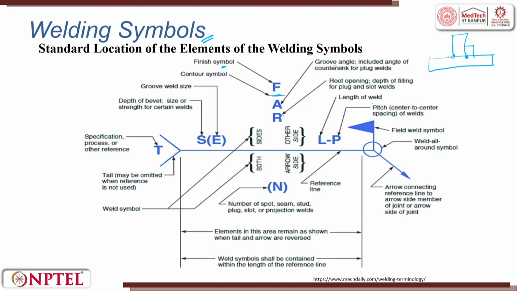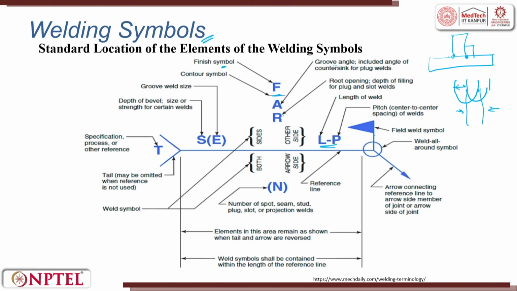The length of the weld is given as L; it talks about how much distance we go for welding. Then the pitch between one weld and the other weld. This is one weld, this is the other weld. So, what is the pitch? This is the pitch between the two welds. So, length and pitch are talked about here. This is the reference line where they give everything.